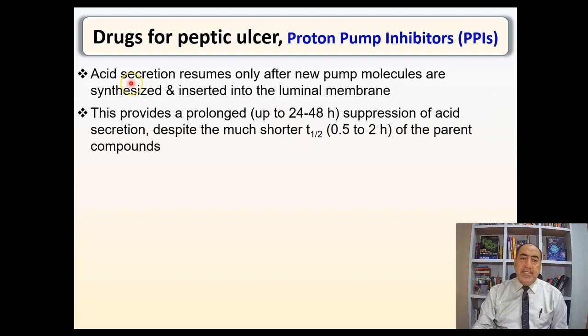Because there is an irreversible binding between the sulfonamide active form of the proton pump inhibitor and the enzyme, the body has no solution except to synthesize a new proton pump. The proton pump is a protein, so DNA, RNA, protein, but this will take some time. It needs to be synthesized and then inserted in the luminal membrane, and then the potassium proton exchange will occur. This provides prolonged suppression of acid secretion, up to 24 to 48 hours, despite the much shorter half-life, about 1 to 2 hours, of the parent compounds.